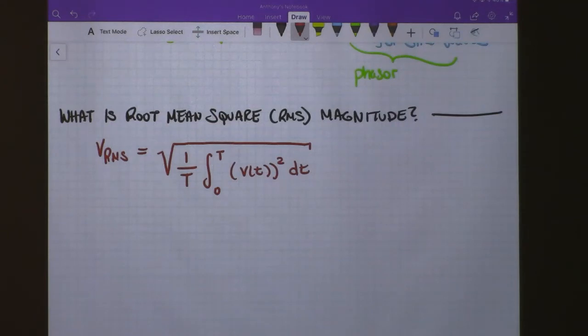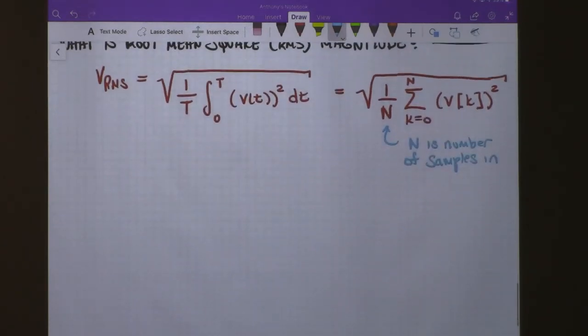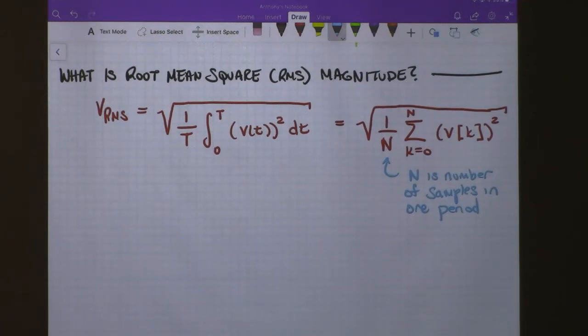And the discrete form of that is (1 over n) of the sum from k equals 0 to n of v_k squared, where n is the number of samples in one period. You should be familiar with that definition.